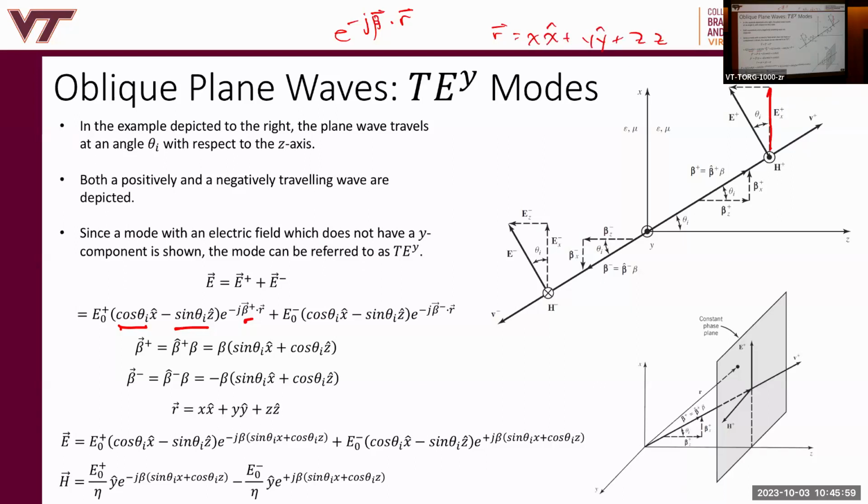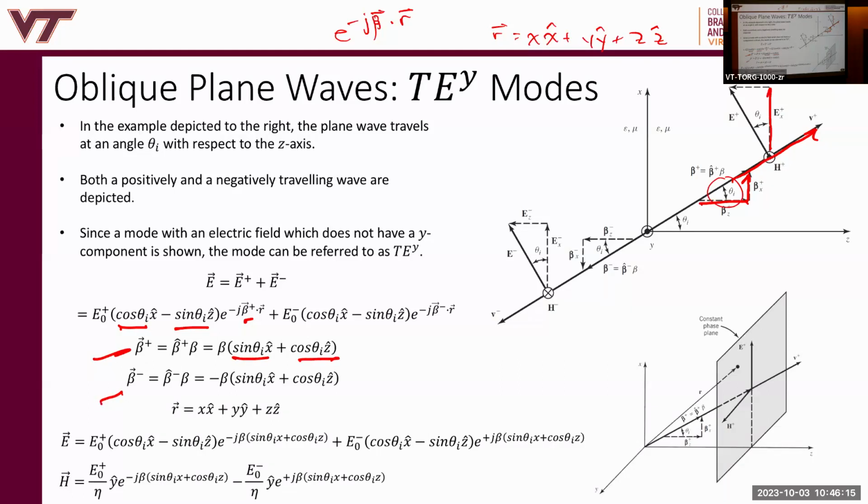So the problem reduces to finding the beta vector. So the beta vector is the vector in the direction of propagation. It has a Z component and an X component. And this angle theta I is here. And beta plus is sine theta X, cosine theta Z.